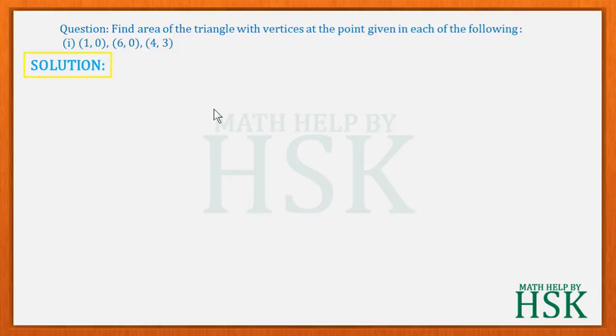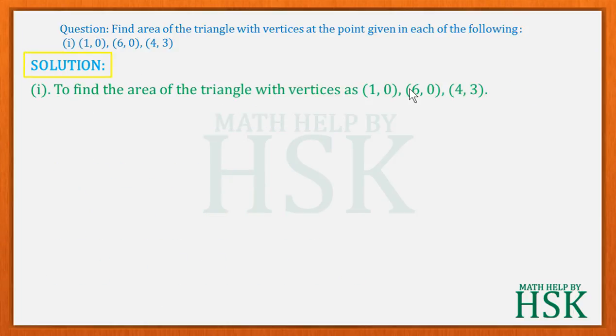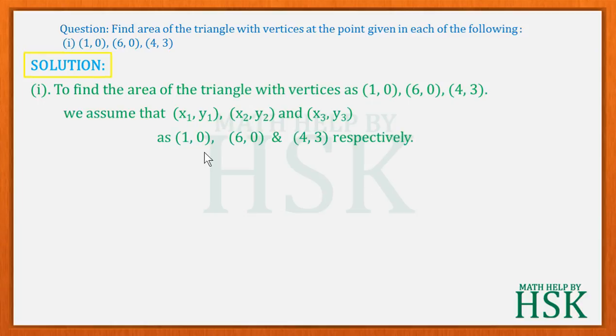Okay, so in the first part we have to find the area of the triangle with vertices as (1, 0), (6, 0) and (4, 3). First of all we assume x1, y1, x2, y2 and x3, y3 as equal to the coordinates given. Using the formula, the area of the triangle is equal to 1 upon 2 times the determinant x1, y1, 1, x2, y2, 1, x3, y3, 1.